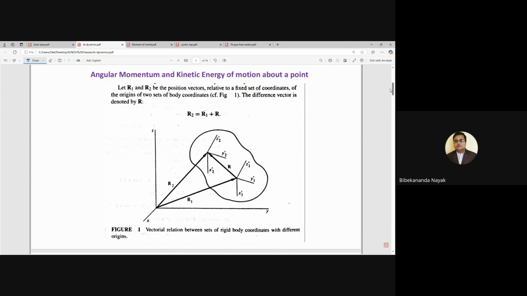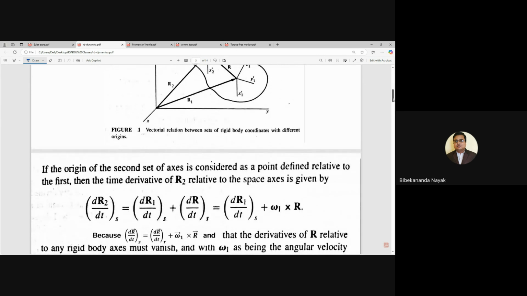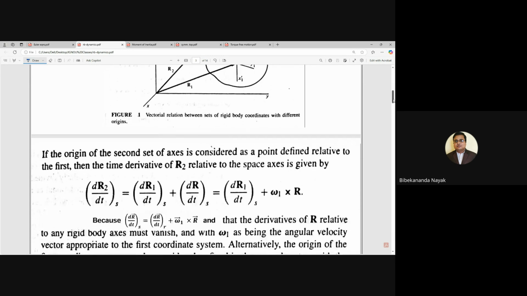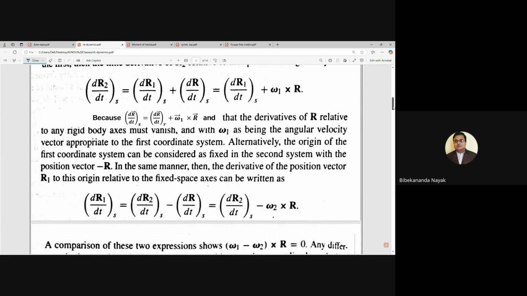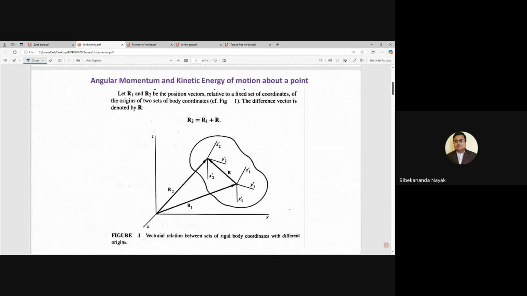So this is a picture. Let us consider the rotation of a body. Here we take this analysis to show that the angular velocity omega is the same if a rigid body is moving. Whatever frame we use to study it, we assume that omega is the same.